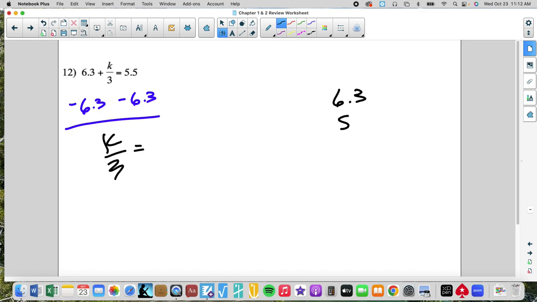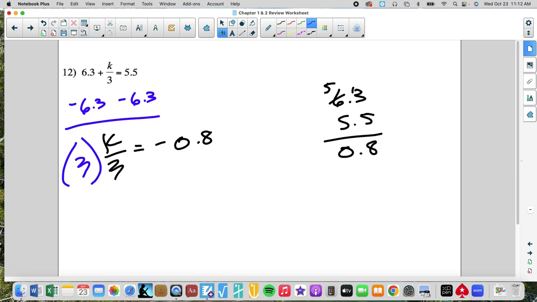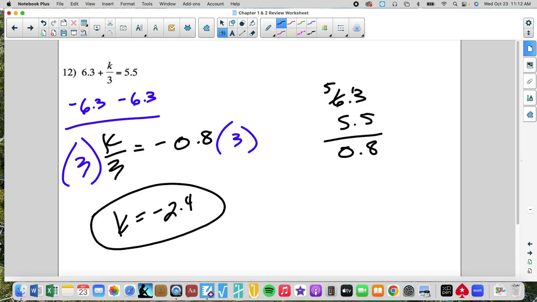We always take the smaller from the larger. So we're going to borrow, and that's 0.8, and we have more negatives than positives. Now we're going to get rid of that 3 in the denominator, which is multiplying by 3. And k equals negative 2.4. Yep, did that in my head.